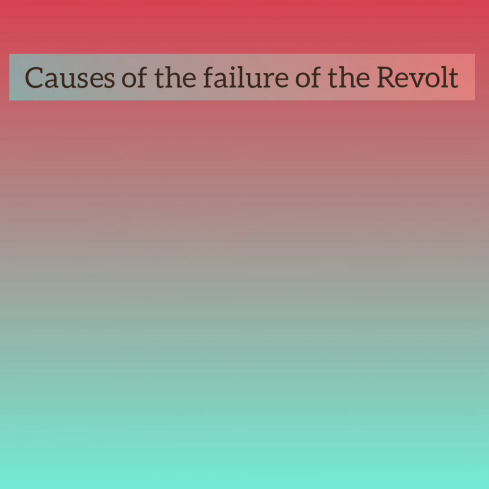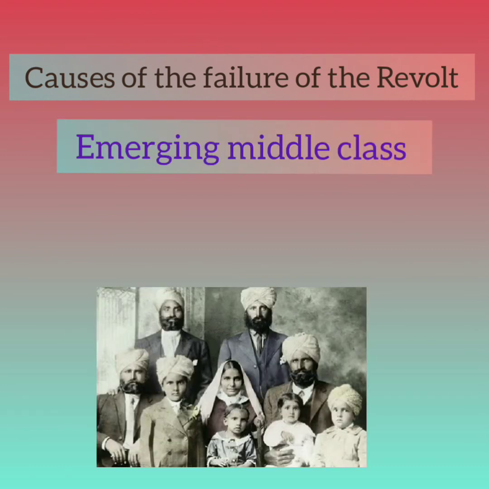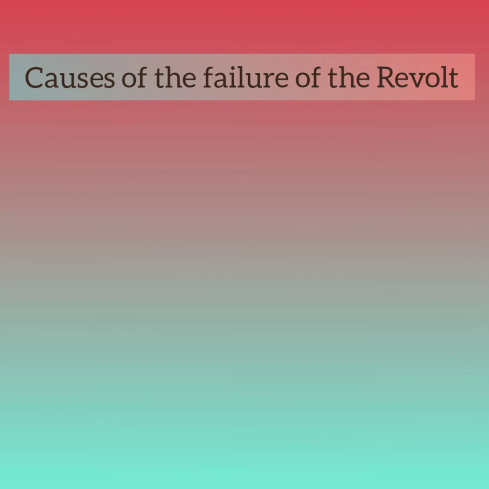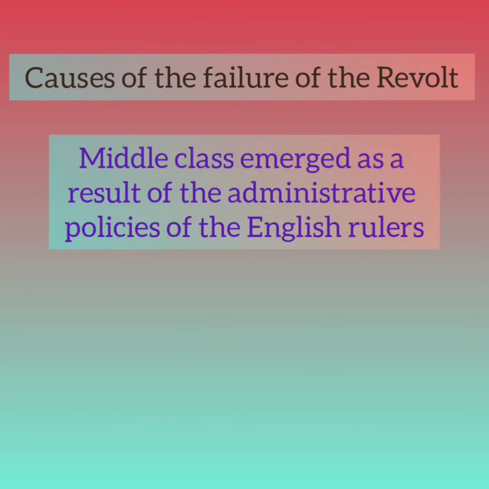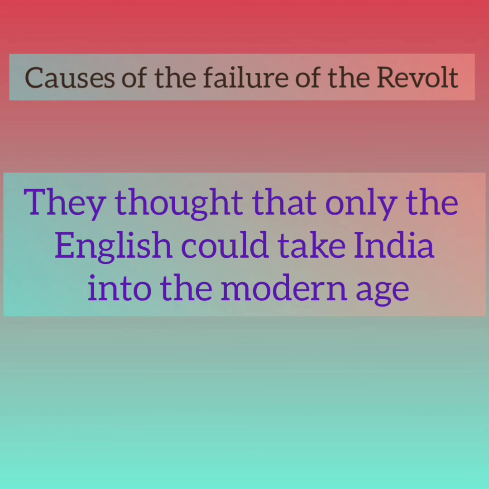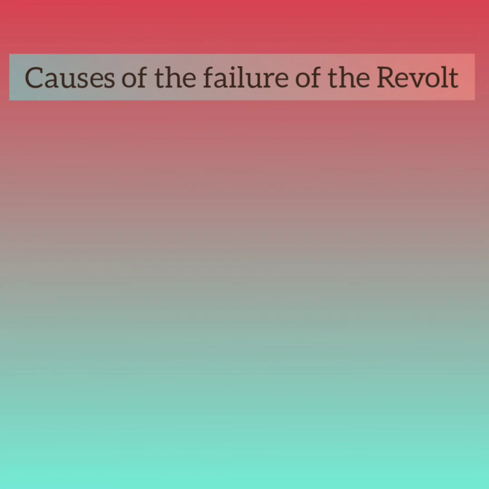Another reason for the failure of the revolt of 1857 is that the emerging middle class did not support the rebels. Why they did not support the rebels is because of the following reason. The middle class in India emerged as a result of the administrative policy of the English rulers. The members of the middle class were captivated by Western ideas. They thought that only the English could take India into the modern age. So these are some of the points that caused the failure of the revolt of 1857.